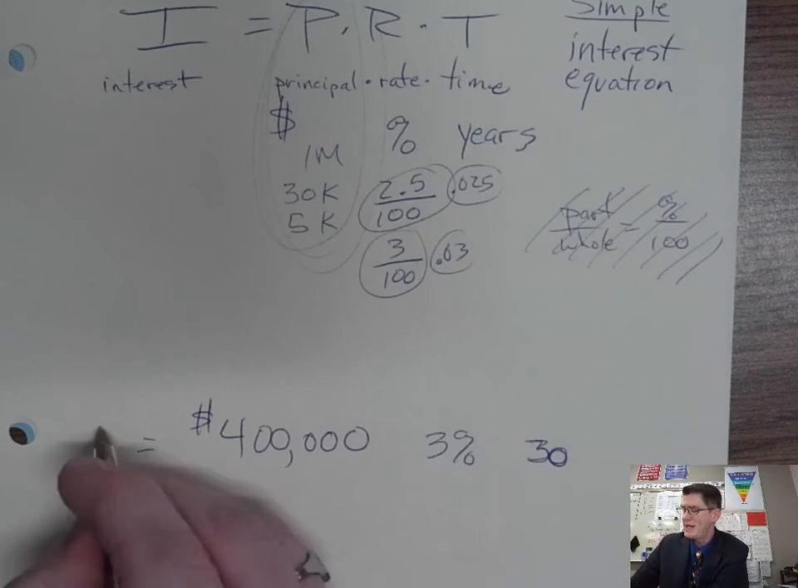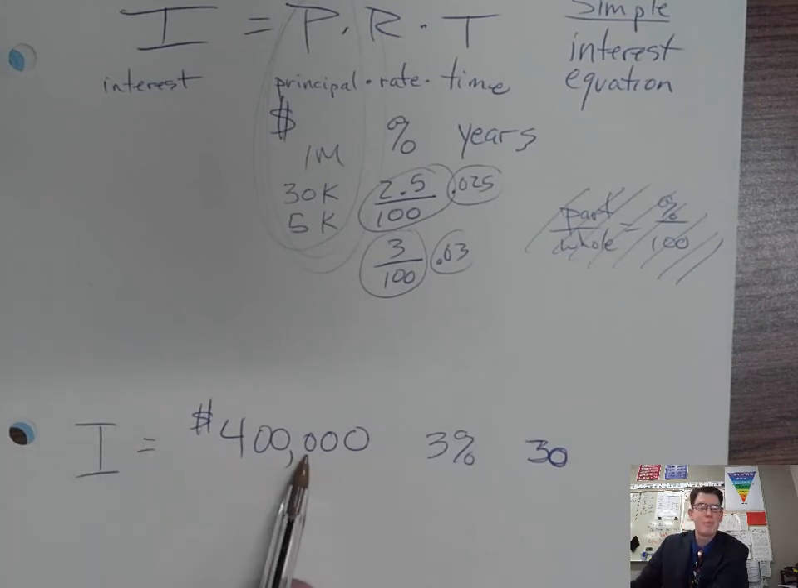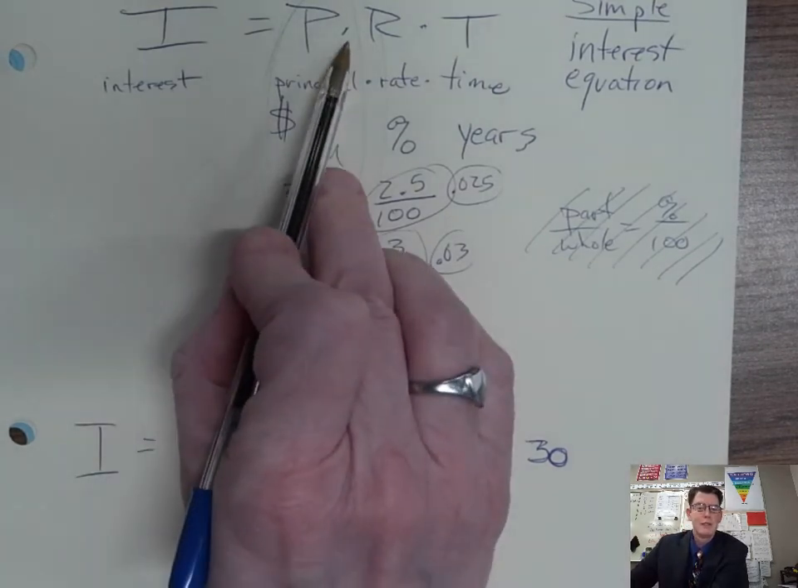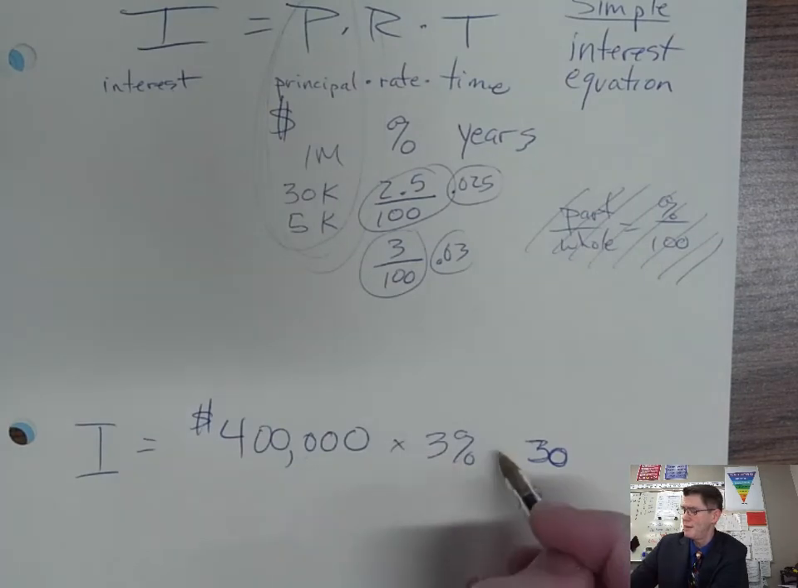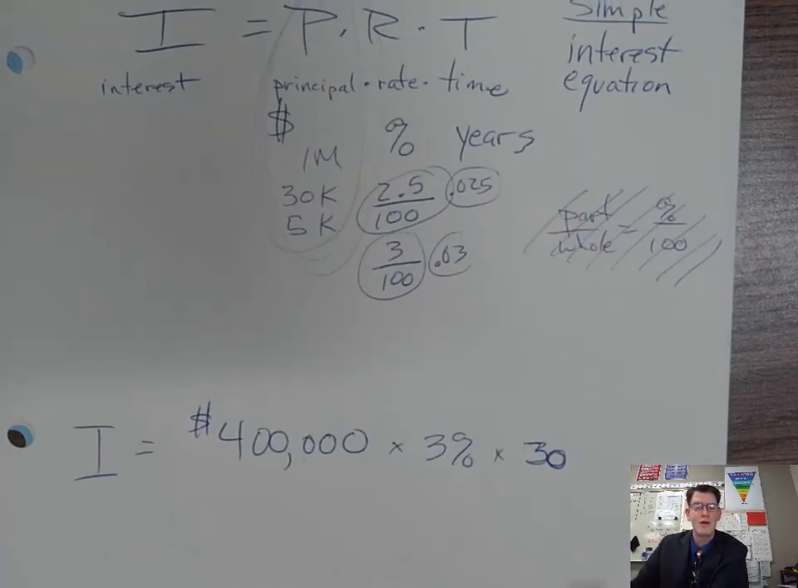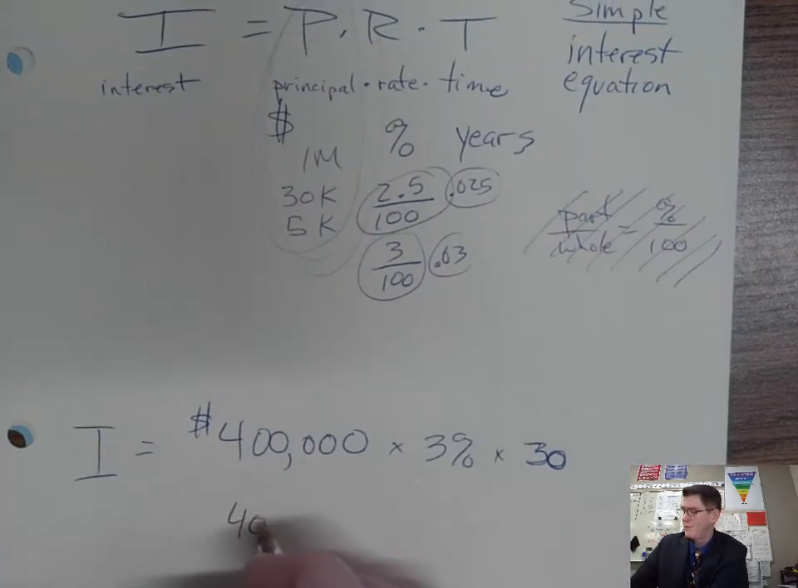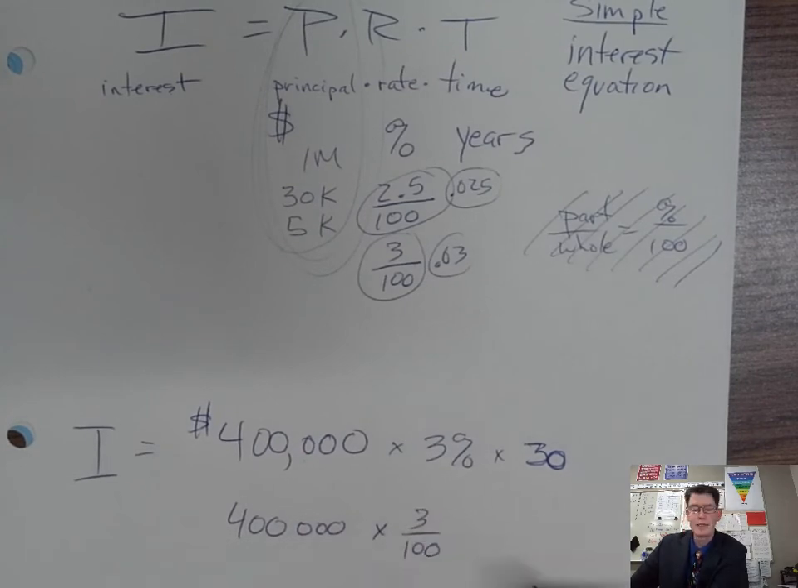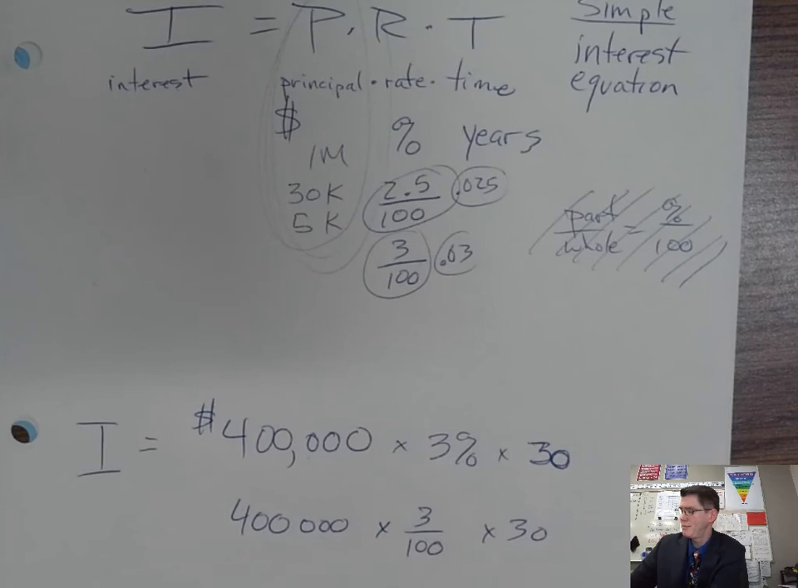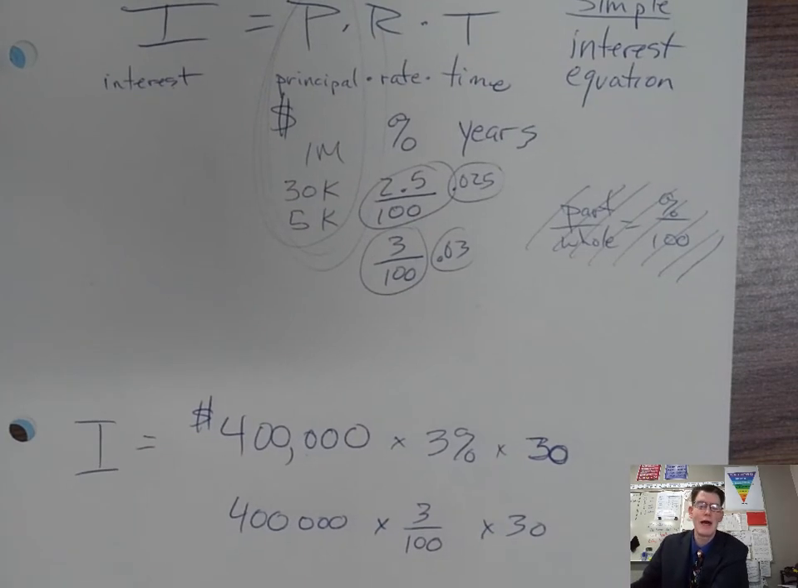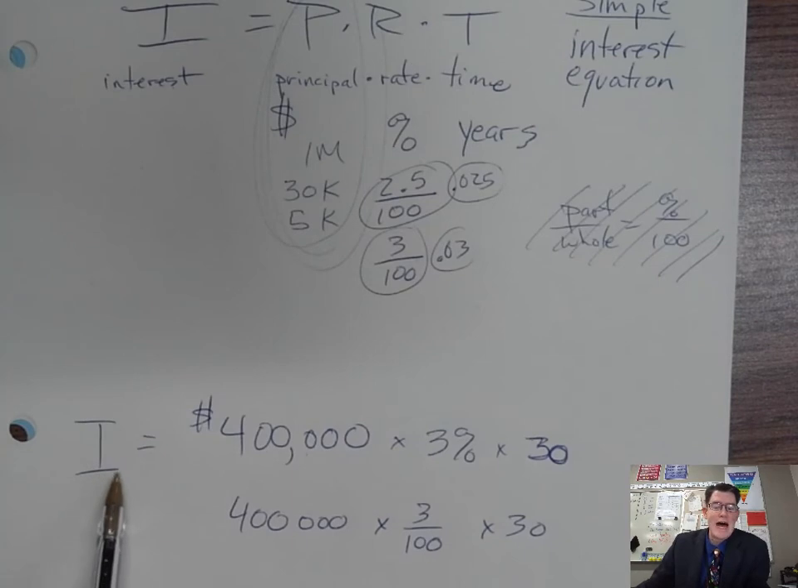To find the interest, you simply multiply the principal times the rate times the time. So you just multiply those three things together. The 400,000 times 3% times 30. You type that in the calculator, you get the answer. That's all the interest is. That's all it means to find the interest of an amount.